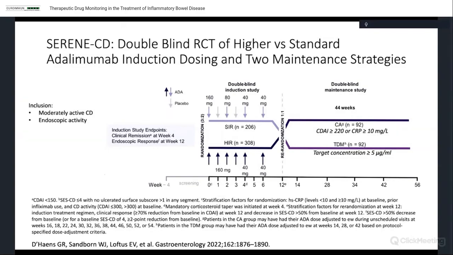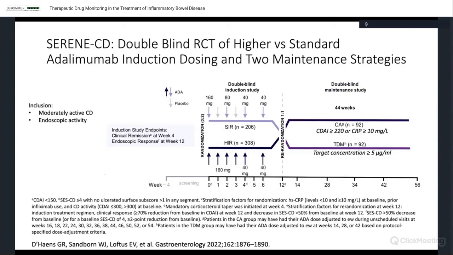I'm not going to get into the details of the induction regimen, but I will tell you that the high-dose induction regimen received about 3 times the total drug compared to the standard dose induction regimen. And then they were re-randomized at 12 weeks at the end of this induction period to 2 maintenance strategies: the conventional advancement strategy, which was escalation of dose based on clinical symptoms or CDAI or CRP only, or a TDM-based advancement where they were targeting a concentration of greater than 5 micrograms per ml.